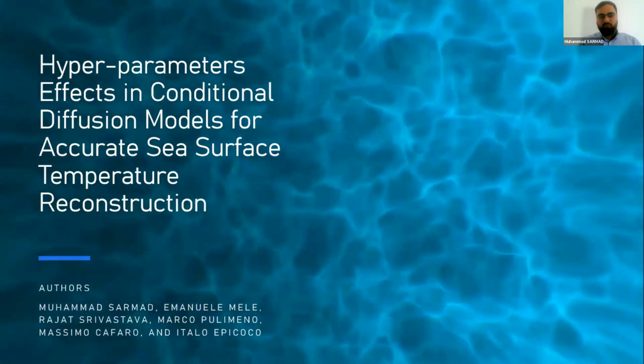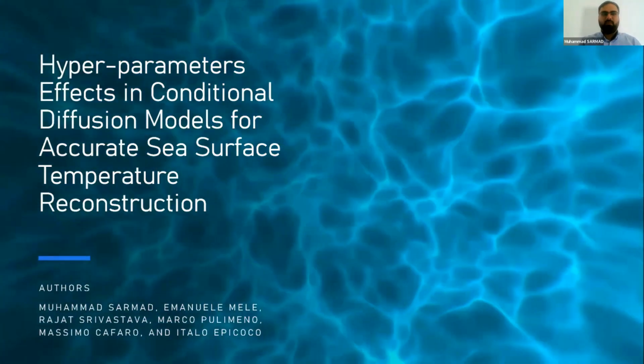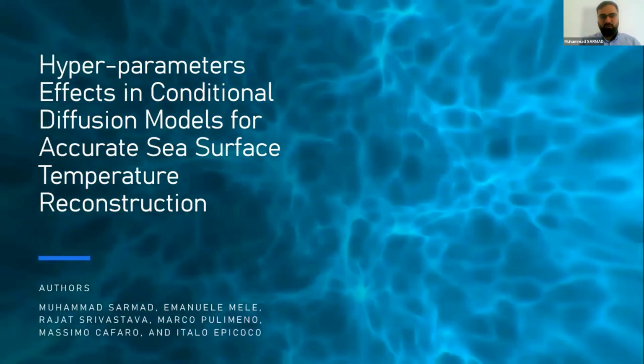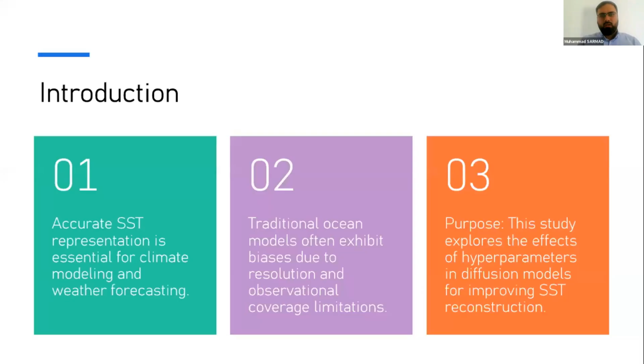So our topic was to introduce hyperparameter effect in conditional diffusion model for accurate sea surface temperature reconstruction. So the question is why we need accurate sea surface temperature representation. First, I want to talk about my background: we are working on data assimilation for oceanographic data. During that application, we are working on diffusion models to be implemented on sea surface temperature as a single variable. So this accurate sea surface temperature representation is essential for climate modeling and weather forecasting.